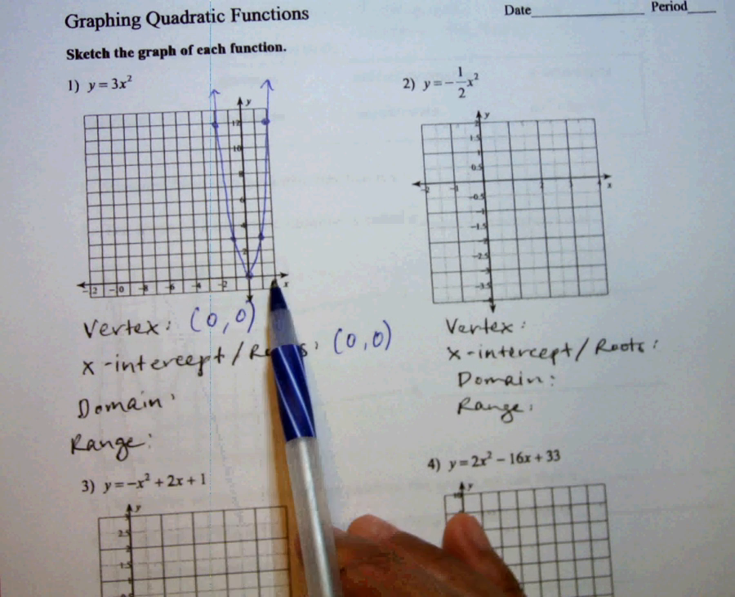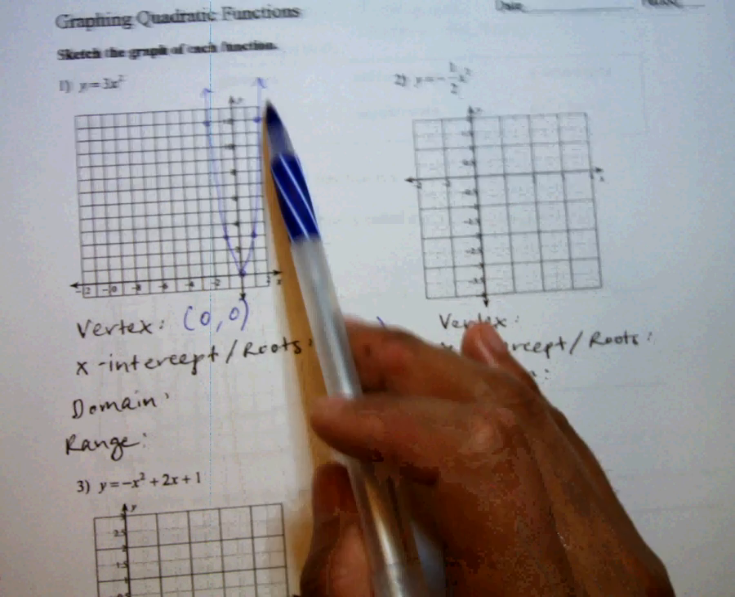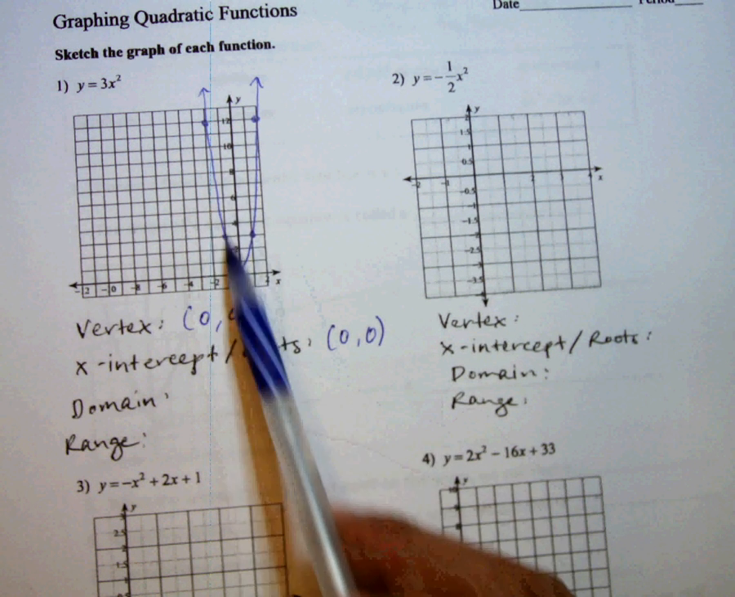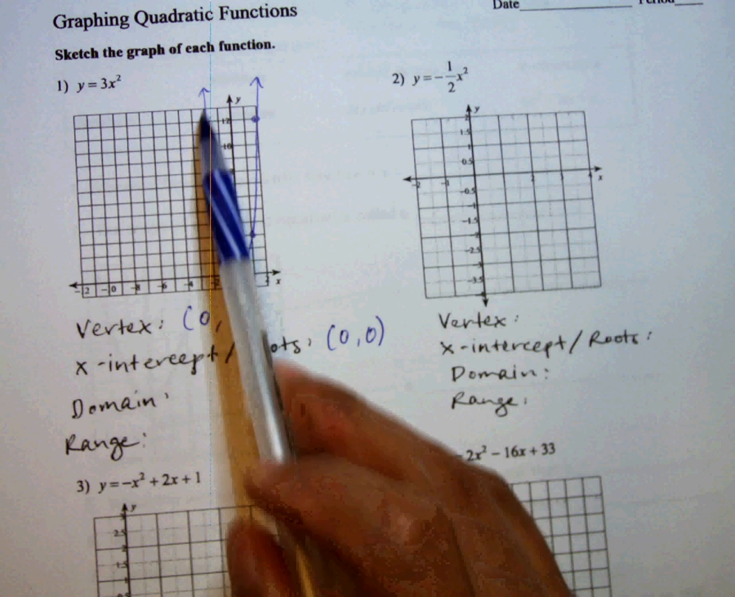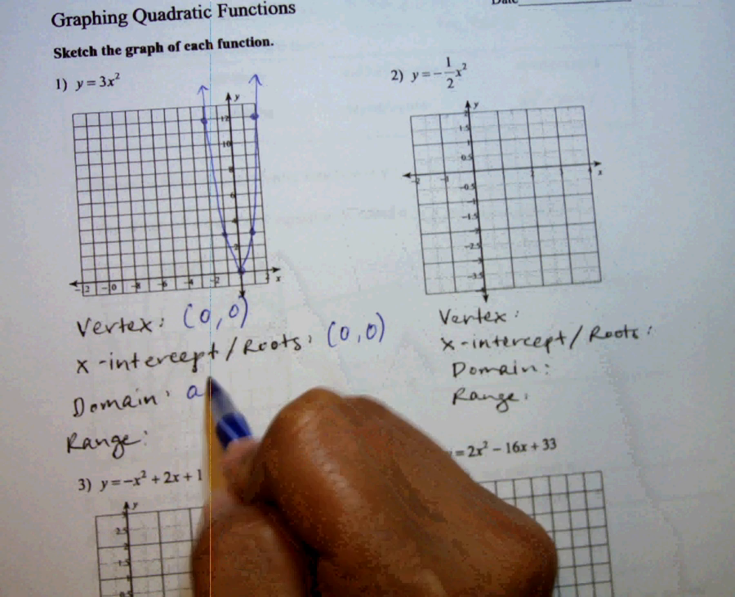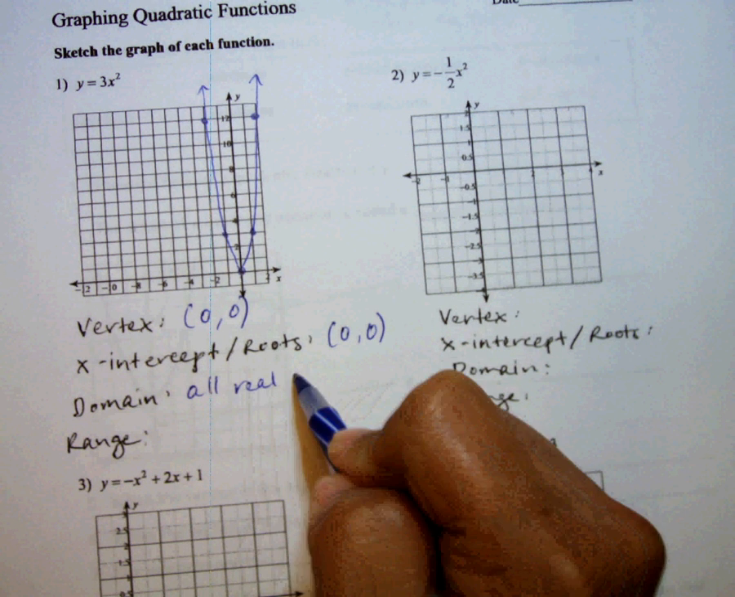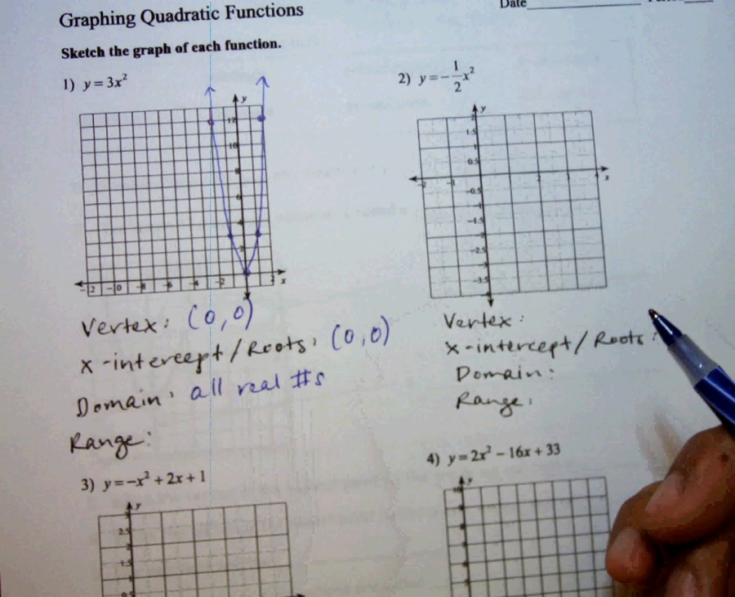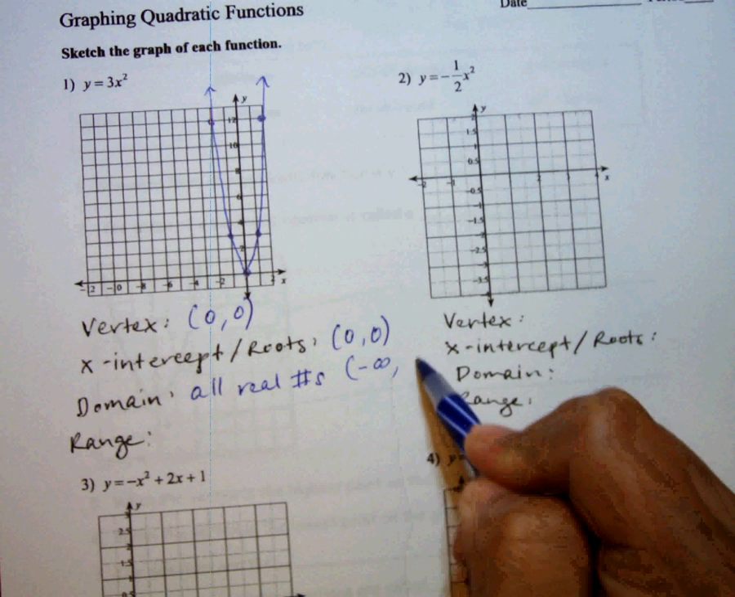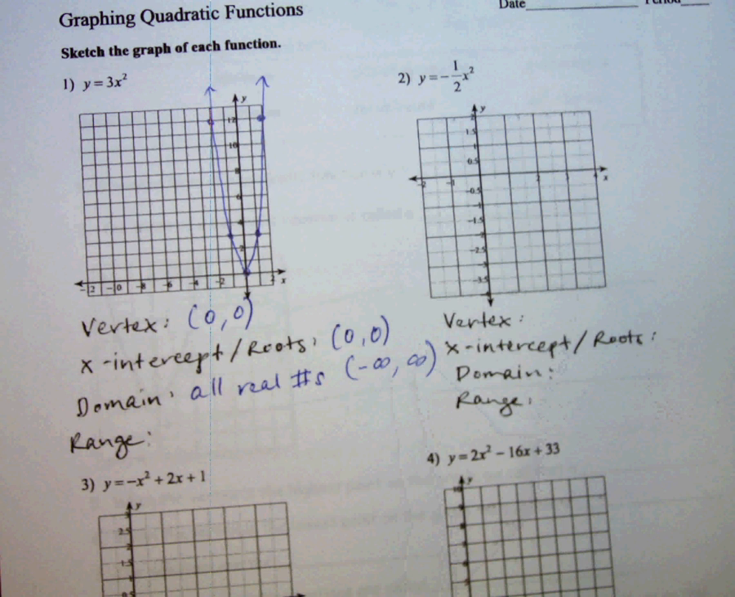Now, the domain is going to be all of the x values. Since we have a quadratic or parabola, the parabola uses all the x values. It means all the negative and all the positive numbers. So in that case, the domain is going to be all real numbers. Or another way, if you want to write it in notation, is from -infinity to infinity.